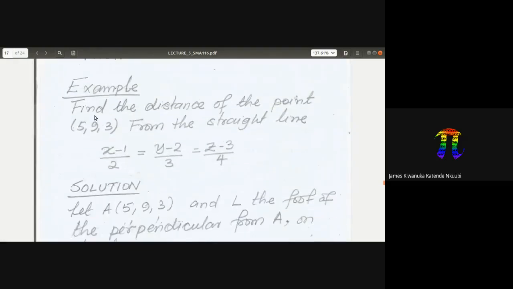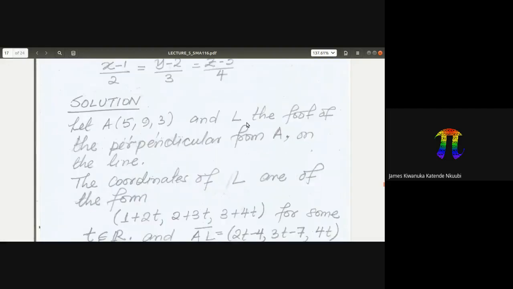So here is an example. Find the distance of the point (5, 9, 3) from the straight line (x minus 1) over 2 is equal to (y minus 2) over 3. So if L is the foot of the perpendicular, then it's possible to write the coordinates of L in this parametric form, as we had seen in the explanation above. So this is just a parametric form of this line. And since L happens to be on that line, we can write its coordinates in that form.